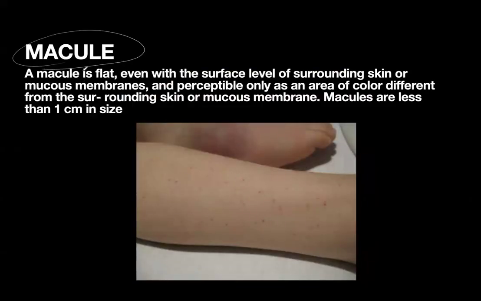All right. With this, we'll start with the very first thing, a macule. What is a macule? A macule is flat, even with the surface level of the surrounding skin or mucous membranes. If this is the surrounding skin, a macule will be like this. It won't go up or go down. It is perceptible only as an area of color. The only thing you will find is a color difference.